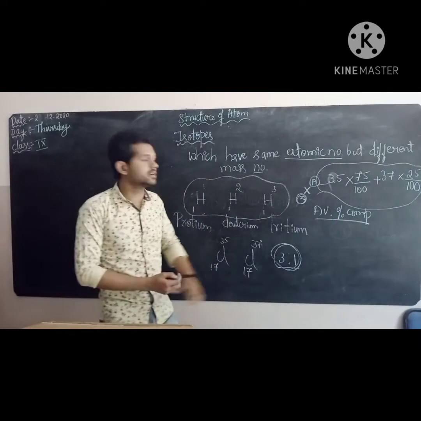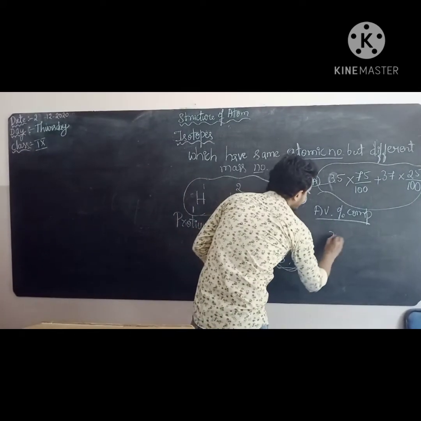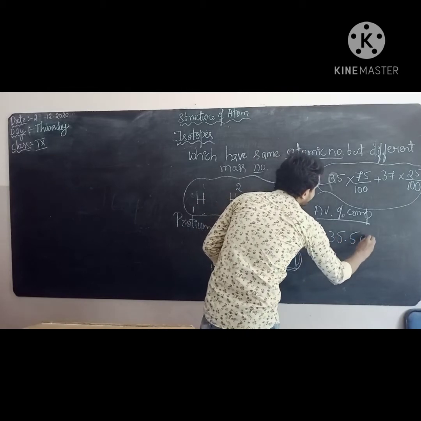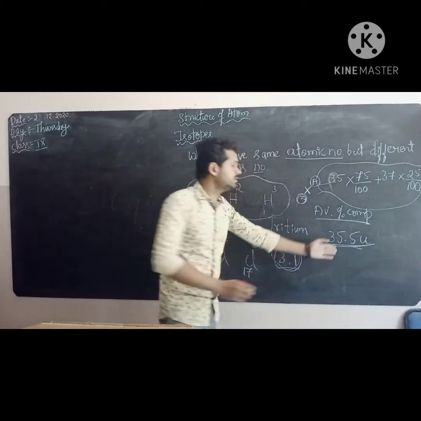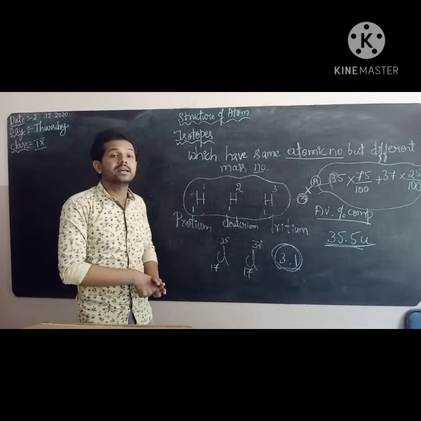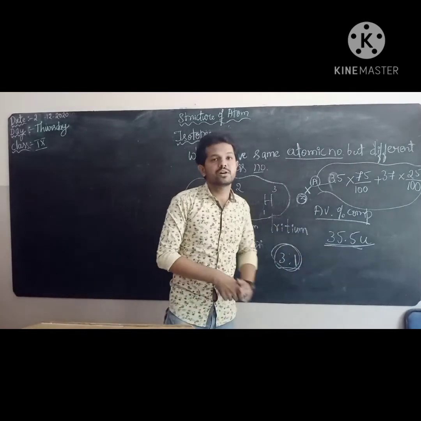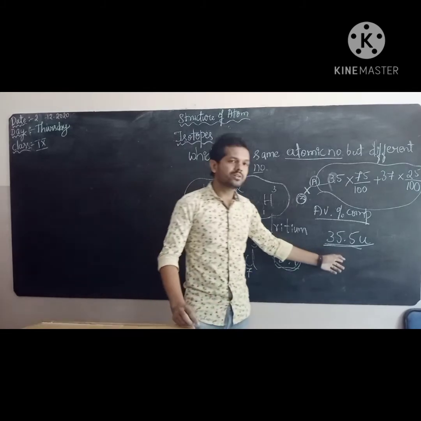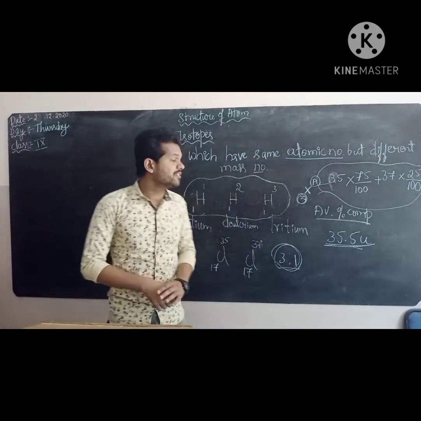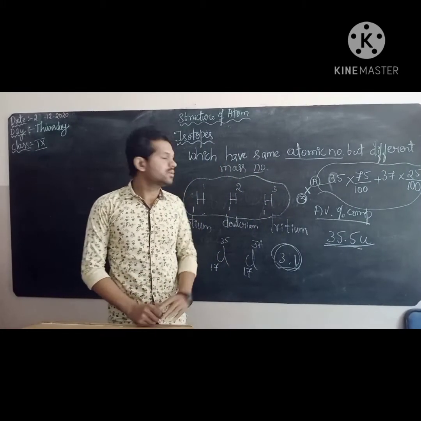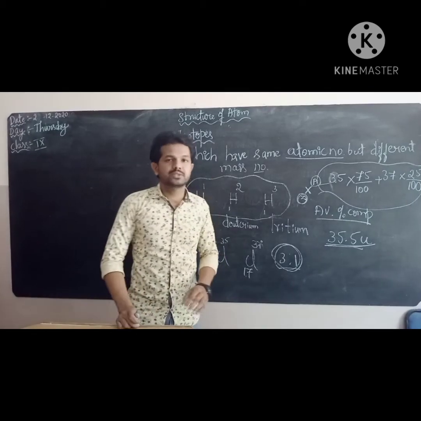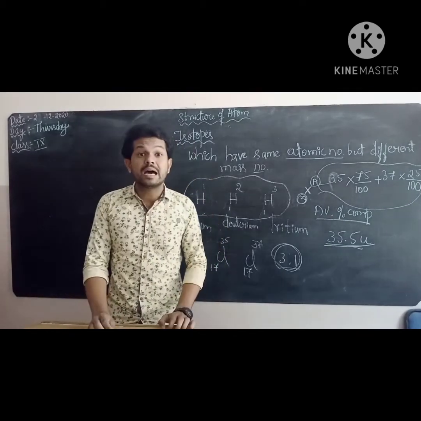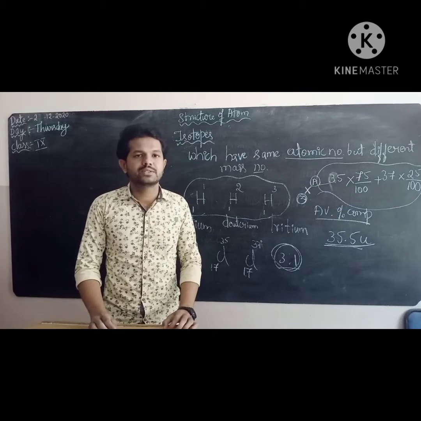So you are going to solve this, and you can get the average percentage composition of this chlorine atom. If you solve this one, you may get 35.5 units. So this is nothing but the average percentage composition of chlorine. The average percentage composition of chlorine is 35.5 units. Okay, this is about the isotopes. Next we should move to the applications of isotopes.